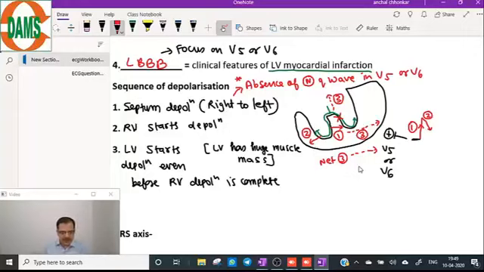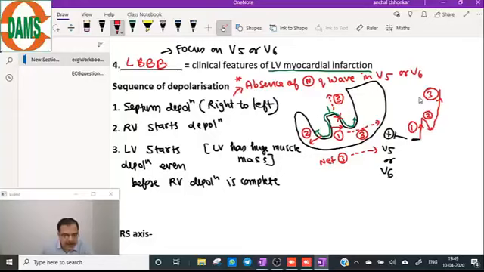Why large muscle mass? The left ventricle has a large muscle mass. This is very basic anatomy. It has to pump the blood into the systemic circulation, so it should be more powerful, with more muscle mass. So what will happen now? The number 3 vector will go in an upward direction.